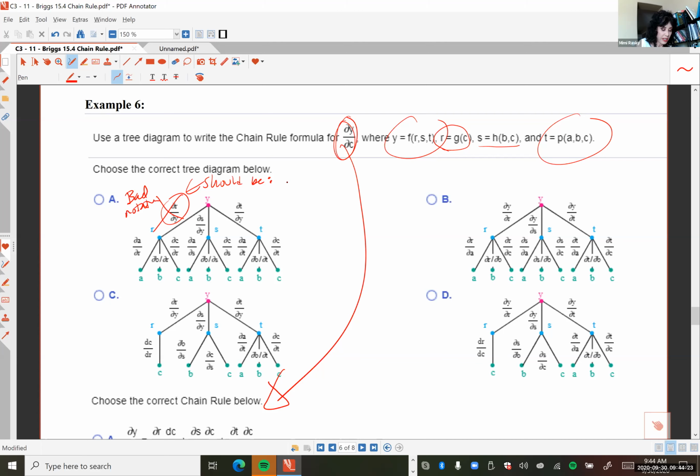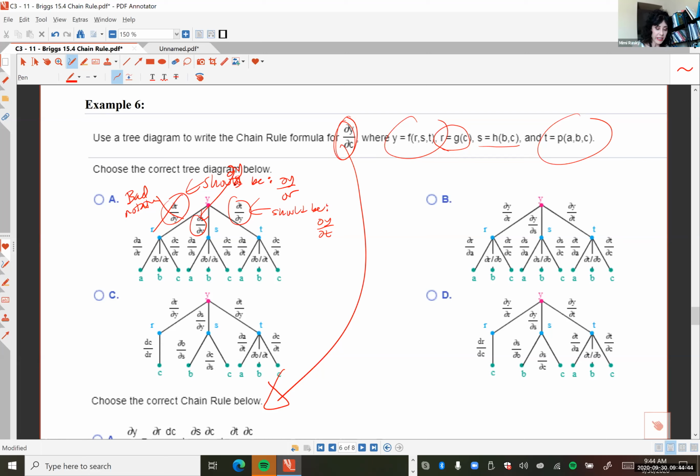Somebody help. dy over dr. Very good. That should be dy over dr. And similarly, this should be what? That's dy over dt. Yes. And then this also should be dy over ds. Okay, so that's right then and there, you're out. Bad notation, no way.